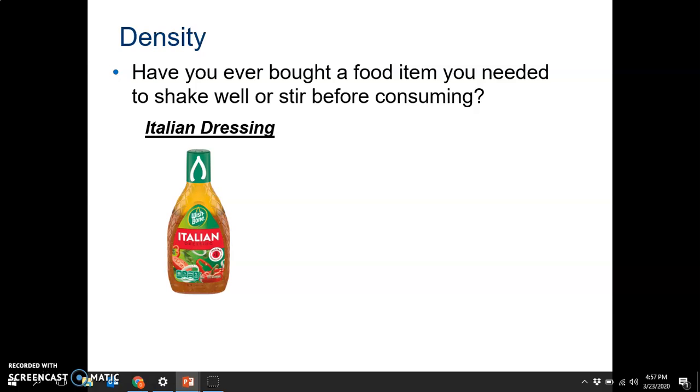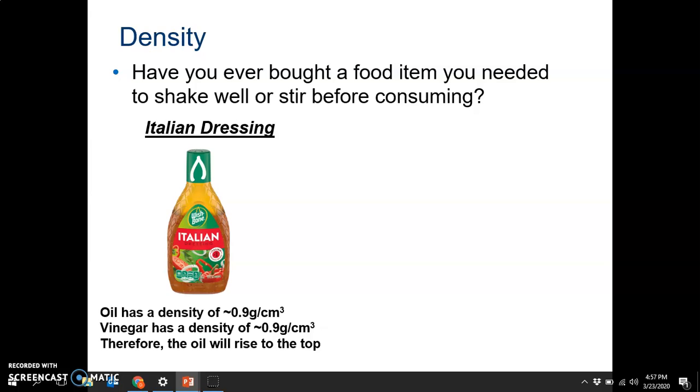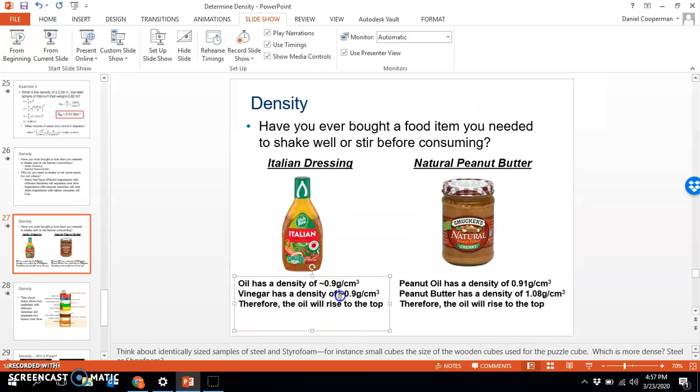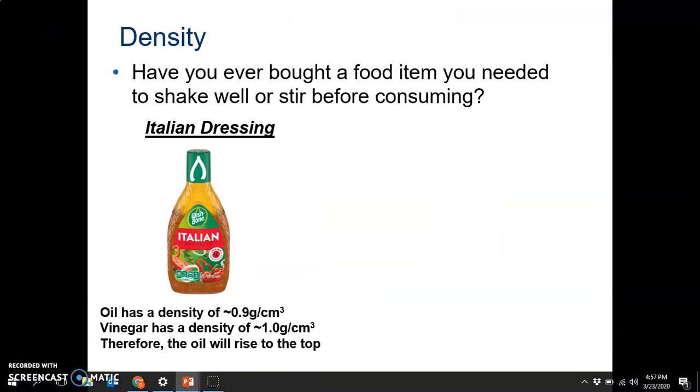Because the density of oil is different than the density of vinegar. Oil has a density of around 0.9 grams per centimeter cubed. Vinegar has a density of, I'd never change that, let's fix that right now. 1 gram per centimeter cubed. And because oil has a lighter density than vinegar, it will rise to the top.